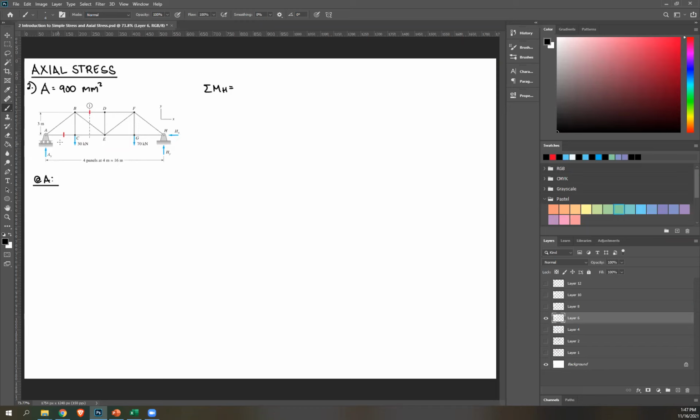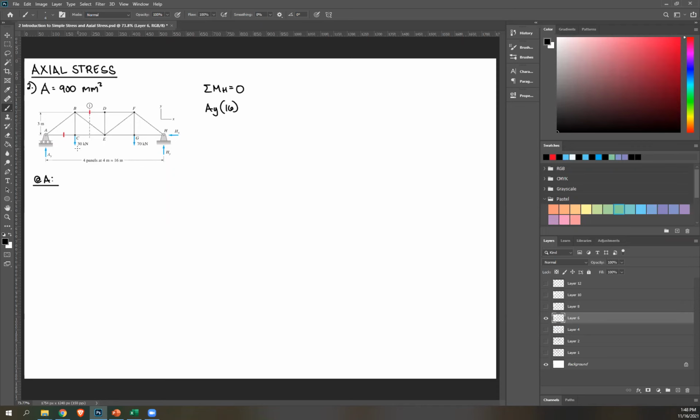Let's continue. So let's start with AY. Rotate AY about H. So that's clockwise, therefore positive. And then multiply by perpendicular distance to H. So that's this. And that's 4 panels at 4 meters each. So this is 4, 8, 12, 16. So total distance is 16.